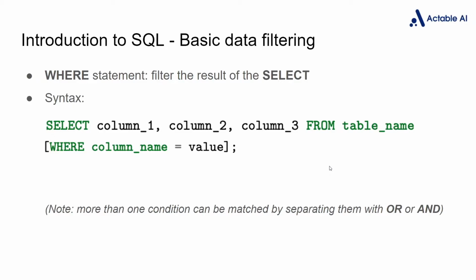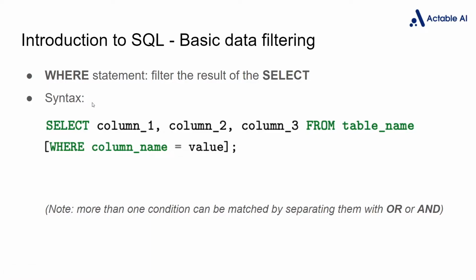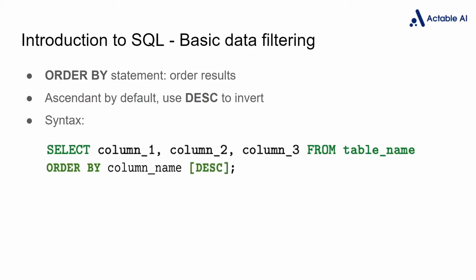If we go back to our example before, I'm showing the table again. Let's say we only want to select one row here, the row with the ID 8. Well, we can use the where statement to do that: select name, capacity from can where ID equals 8. This way we only have the water here, and that's it. So we can filter, and you can imagine how useful that is on big data sets.